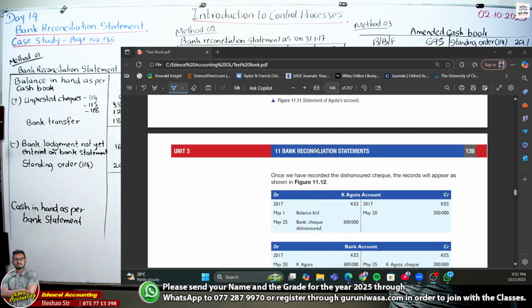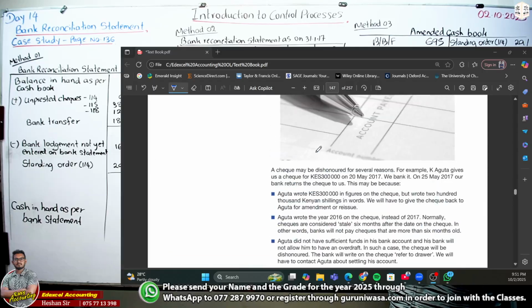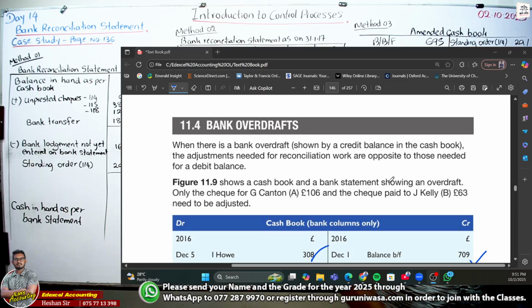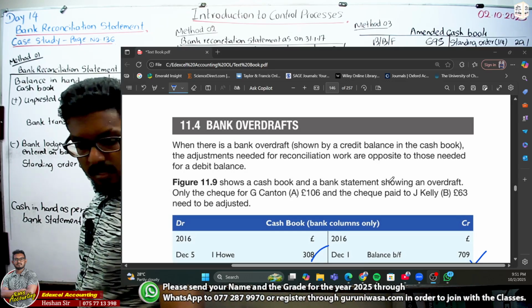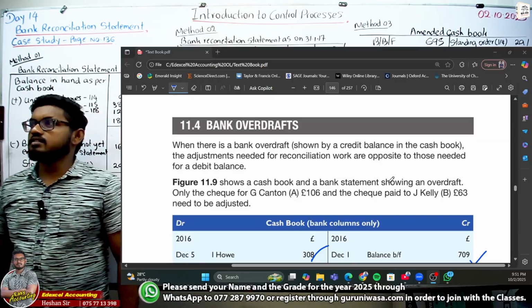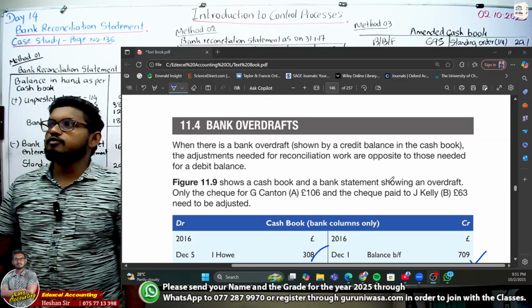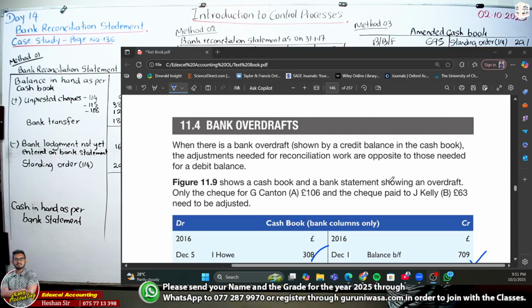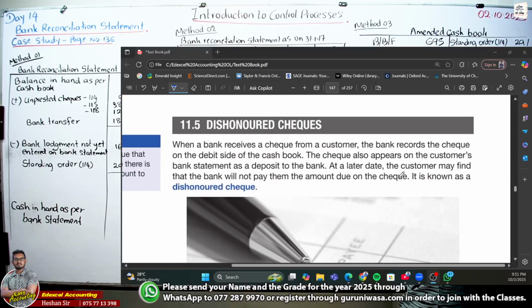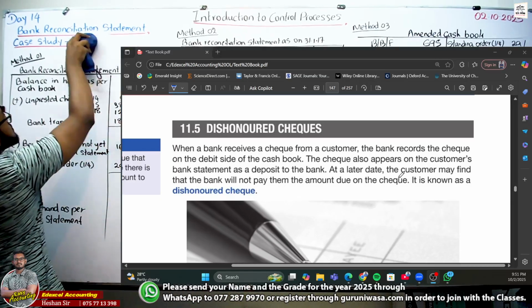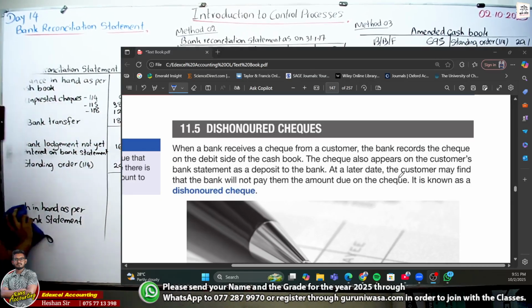Next one, dishonoring of checks. You can see in here, just remember, in the bank overdraft, the last one in here, when there is a bank overdraft shown by a credit balance in the cash book, the adjustments needed for the reconciliation work are opposite to those needed for a debit balance, right? Opposite. That's why we put minus, right? Okay. Dishonoring of checks. Last part in the bank reconciliation.